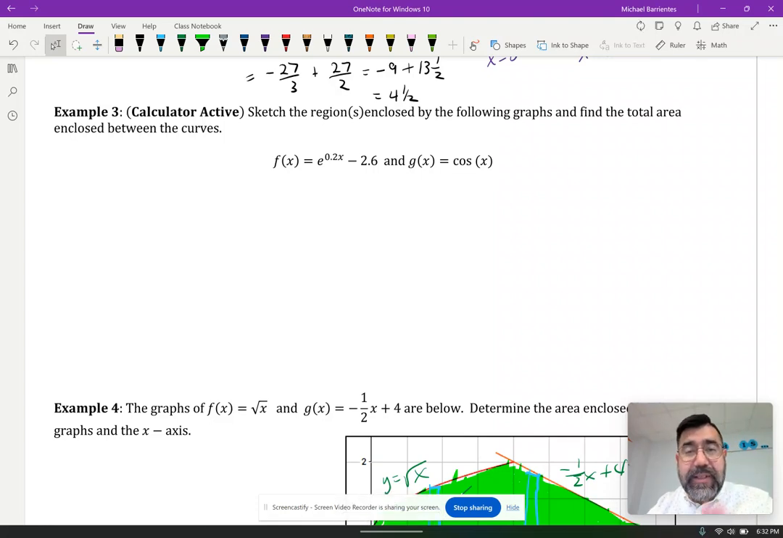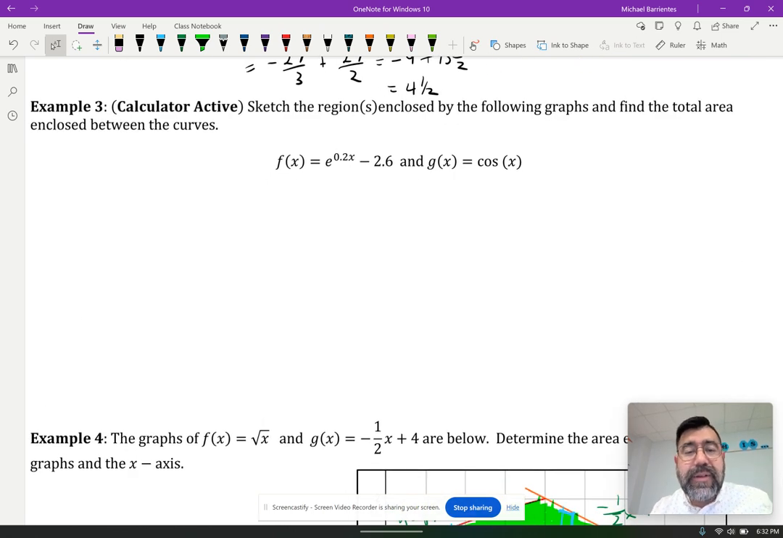We have done several examples where we've set up the integral to find the area between curves. This time, two things. Number one, we're given no graph, just the equations. But then number two, this is a calculator active problem. So that means we can kind of save ourselves some time. So let's see what this looks like because I have access to my calculator on this problem.